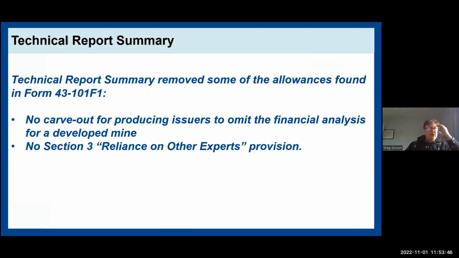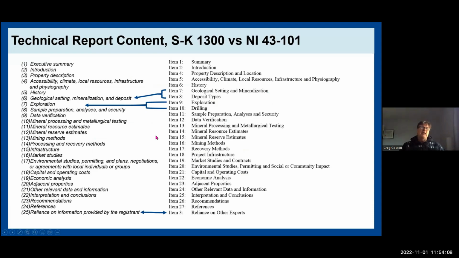So there's some things that they did in the tech report summary. There's no carve out for producing mining companies to omit the economic analysis, financial analysis if they have a developed mine. Under 43-101, you could do that, but under SK-1300, you can't. They don't allow this reliance on other experts provision under section 3 where you can disclaim responsibility. So if you take the table of contents from 43-101, which is on the right-hand side, and the table of contents for a technical report summary under SK-1300 on the left-hand side, you'll see very close alignment.